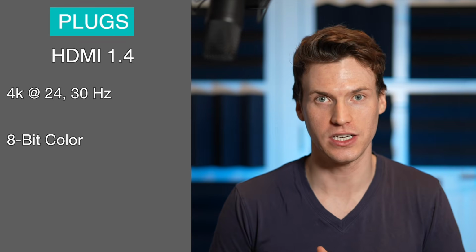There are three types of HDMI speeds that you will see in newer monitors: HDMI 1.4, 2.0, and 2.1. An HDMI 1.4 input will only support 4K at 24 and 30 Hz, which is not high enough. In addition, it can only support 8-bit color.